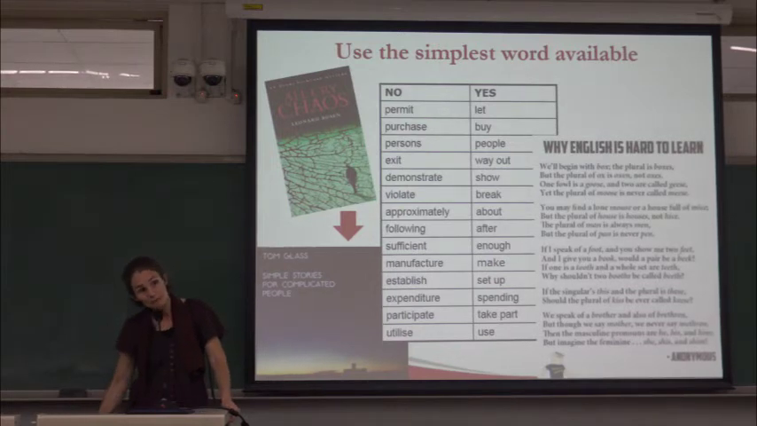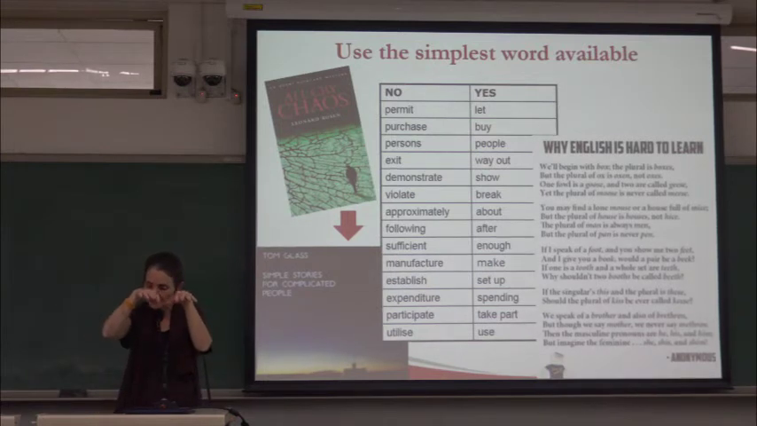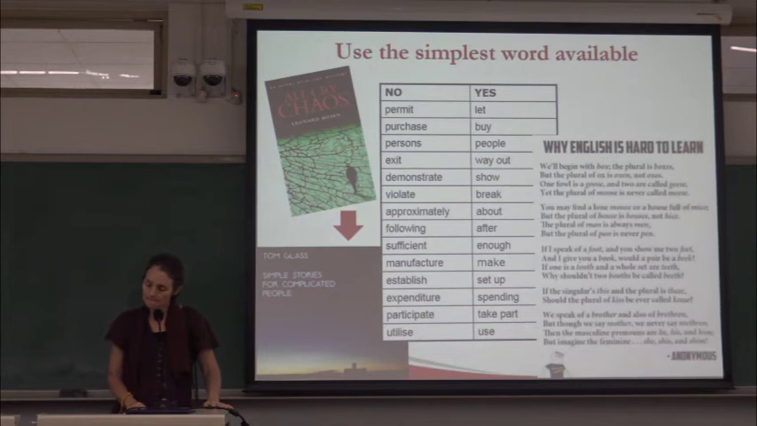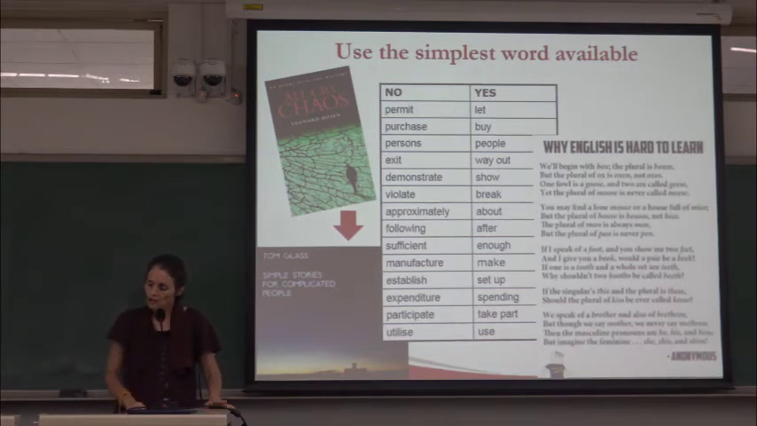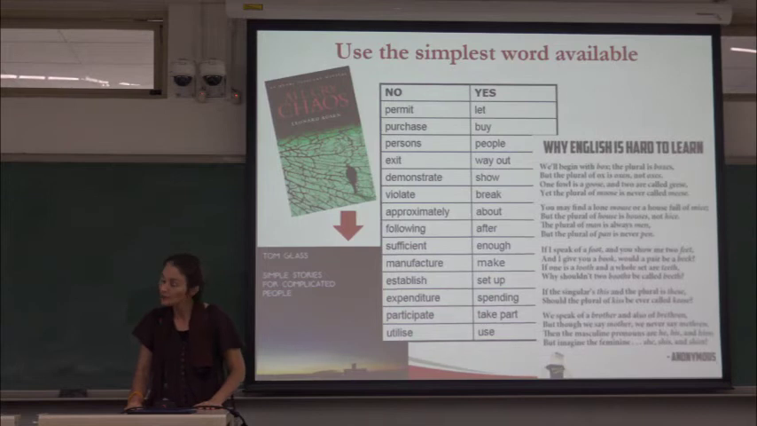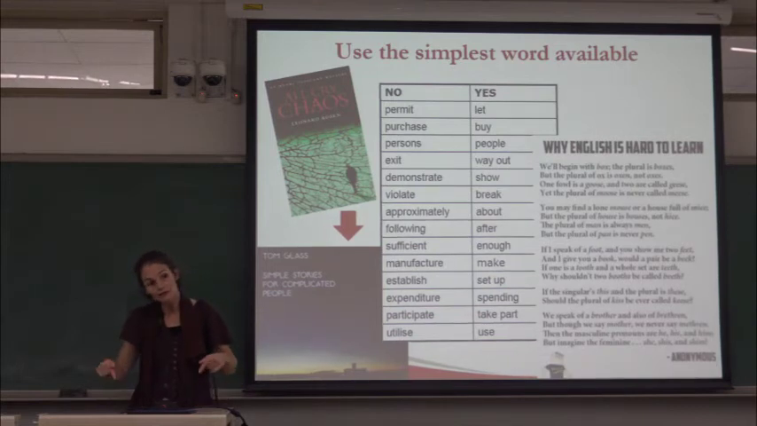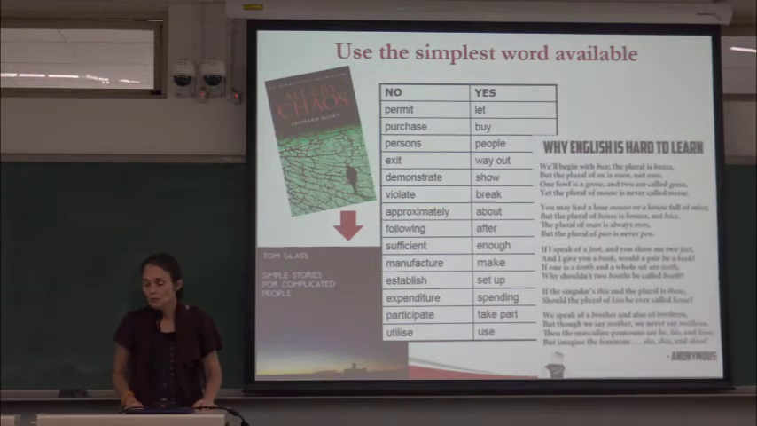If I speak of a foot and you show me two feet, and I give you a book, would a pair be a beek? If one is a tooth and a whole set are teeth, why shouldn't two booths be called a beeth? If the singular is this and the plural is these, should the plural of kiss be ever called keese? We speak of a brother and also brethren, but though we say mother, we never say methren.